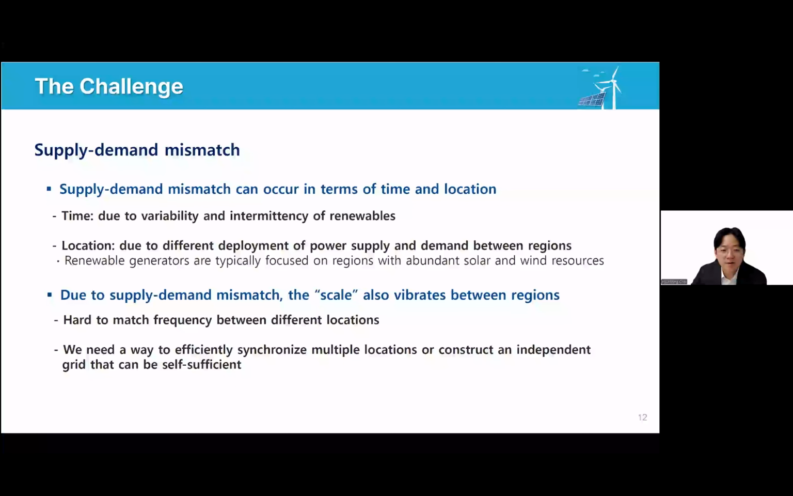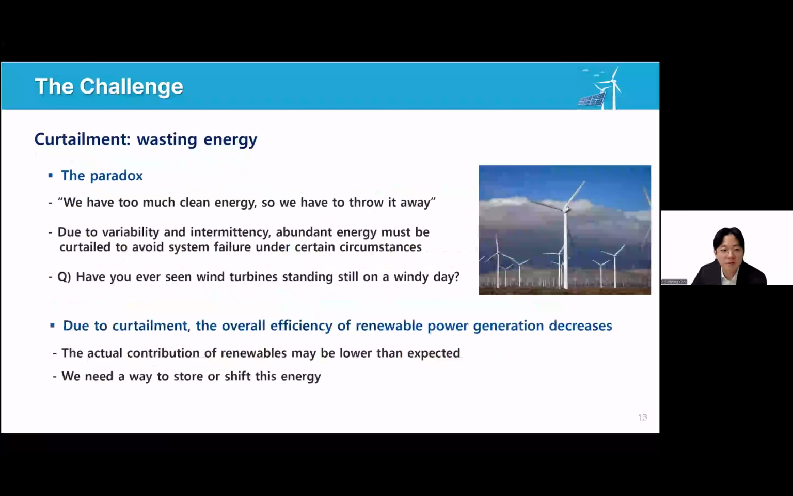Obviously, not all regions are viable for solar and wind power generation. And due to supply-demand mismatch, the scale also vibrates between regions, making it hard to match frequency between different locations. Therefore, we need a way to efficiently synchronize multiple locations or construct an independent grid that can be self-sufficient.